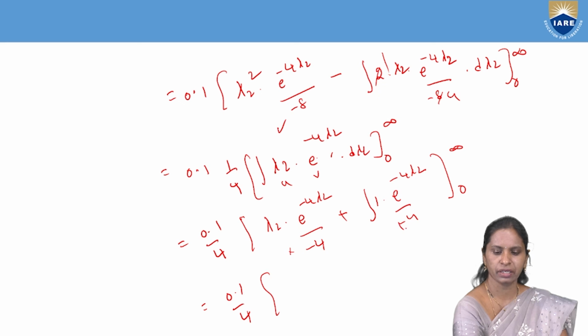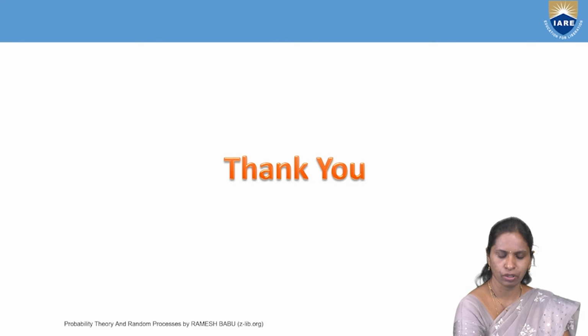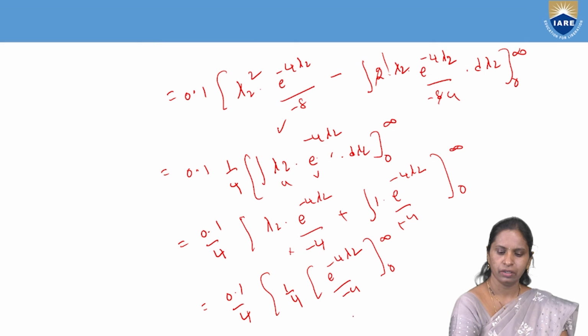So minus and minus will get plus. So 1 by 4, and integration of e power minus 4 lambda 2 is e power minus 4 lambda 2 by minus 4, and the limits are 0 to infinity. So you substitute the upper and lower limits. What can you obtain here? 0.1 by 4, so 0.1 by 4 is nothing but 1 by 10. So 1 by 10 into 4 is 40, into 1 by 4. If you substitute the upper limit, e power minus infinity is 0. If you substitute the lower limit, e power minus 0 gives 1 by minus 4. So minus of minus 1 by 4 is 1 by 4.